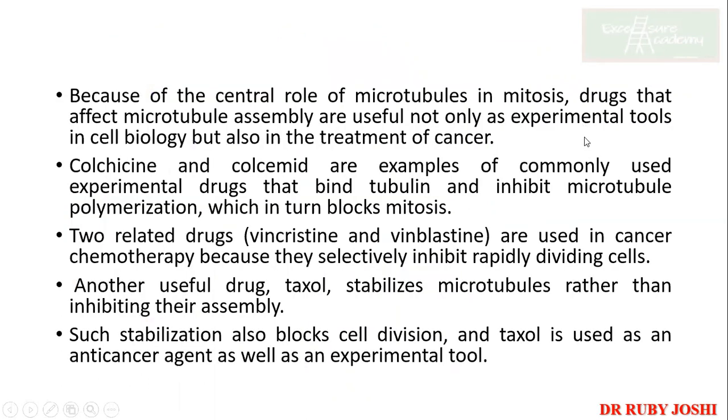Because of the central role of microtubules in mitosis, drugs which affect microtubule assembly are useful not only as experimental tools but also for the treatment of cancer. So many people who were working on this found that colchicine and colcemid were very good drugs which inhibit microtubule polymerization, because of which mitosis would not happen. So initially they started using colchicine and colcemid as anti-cancer drugs. Okay, then there are other ones also. Colchicine we use in the lab just to see how the metaphase and anaphase look, right?